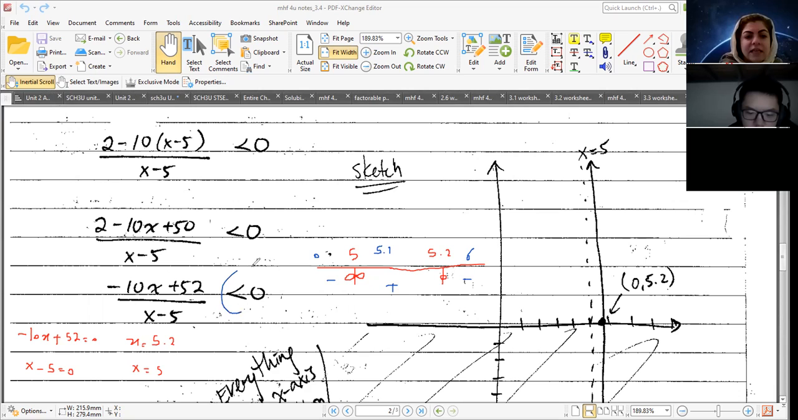And if you put 6 here, you get some negative number. Then because it said less than zero, I need to look for the negative areas. So these areas are going to be my answer. At the end, you should say x less than 5, and here x greater than what? 5.2. Do you want to take a screenshot of that? Please do.